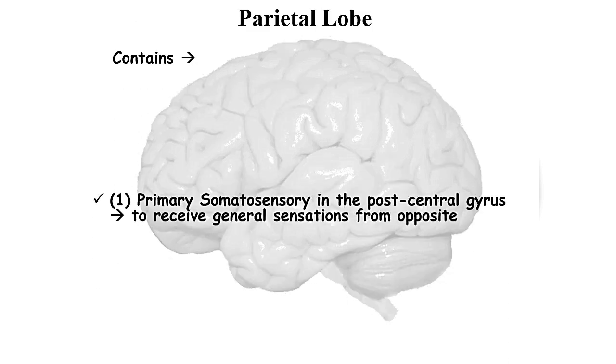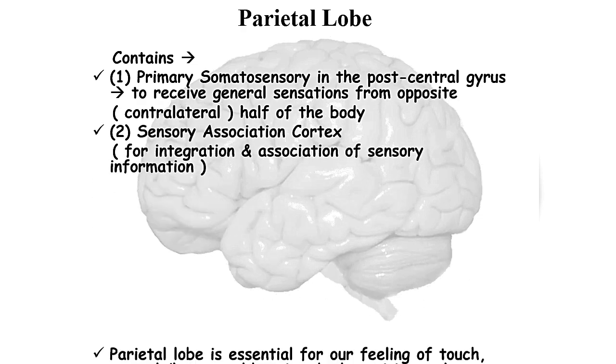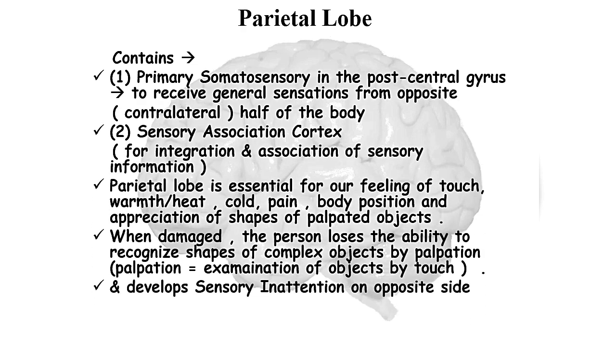The parietal lobe is crucial for processing sensory information from the body. It helps us feel touch, temperature, pain, and body position. Damage to this area can impair our ability to recognize objects by touch and can lead to sensory inattention on the opposite side of the body.